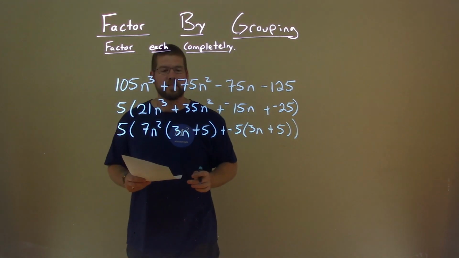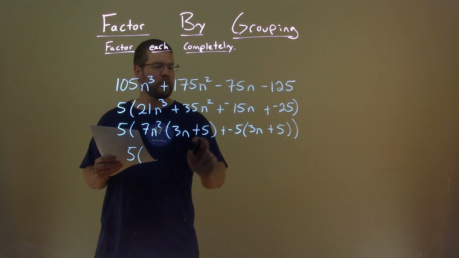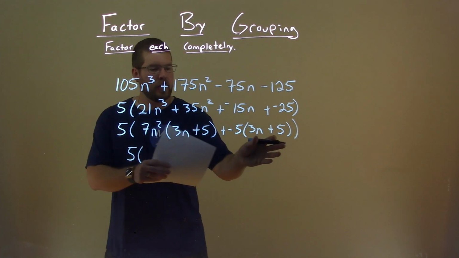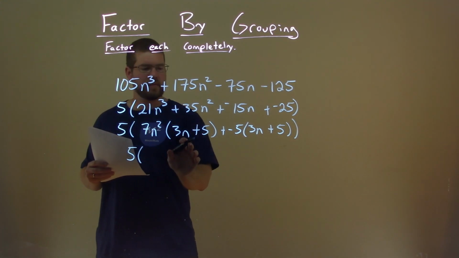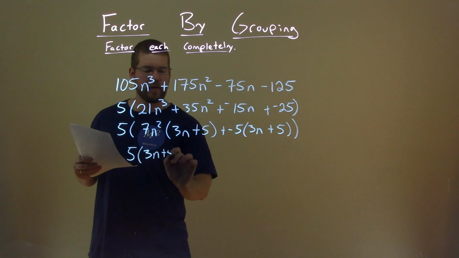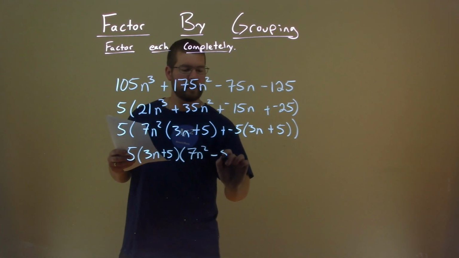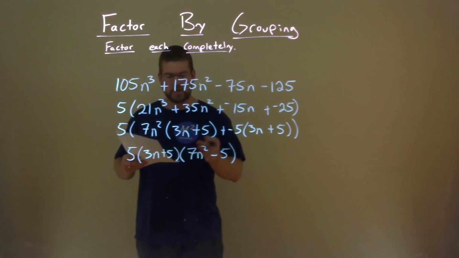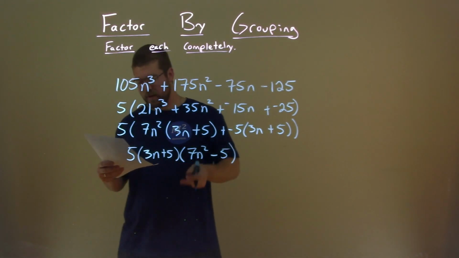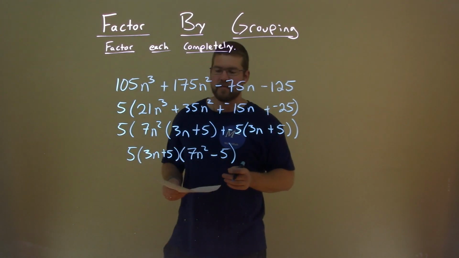We're almost there. The 5 still comes down, but notice there's a 3n plus 5 and a 3n plus 5 right here. If we pull those out of this expression, we're left with 3n plus 5 times 7n squared minus 5. And now we actually have our final answer: 5 times 3n plus 5 times 7n squared minus 5.